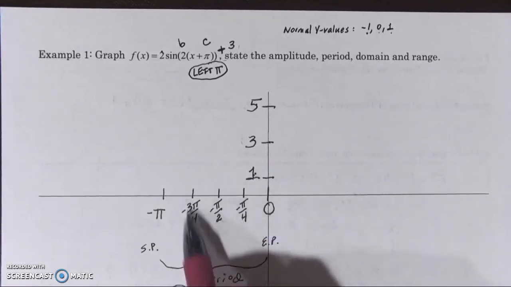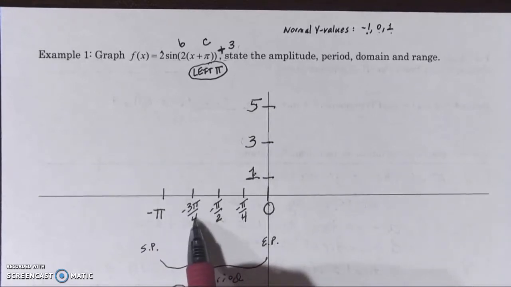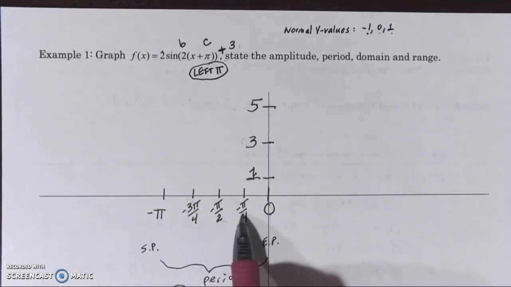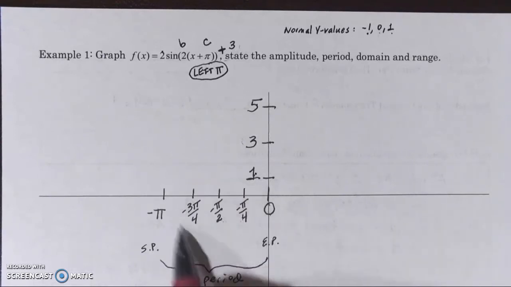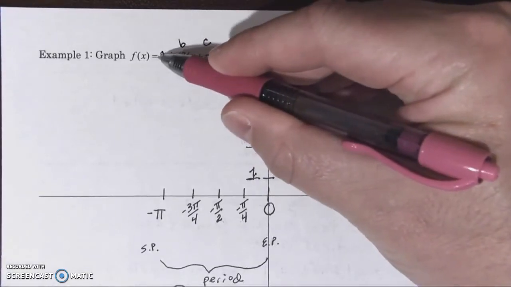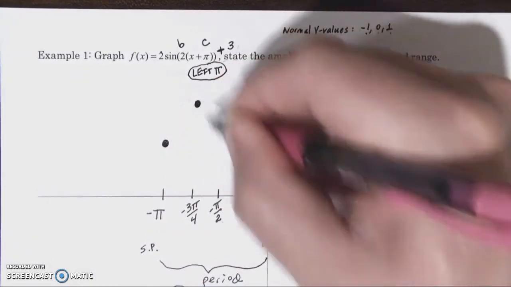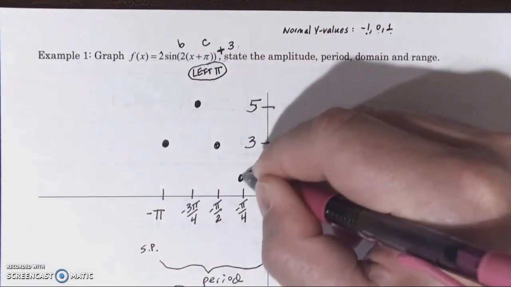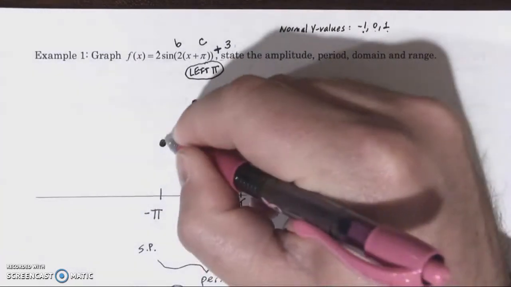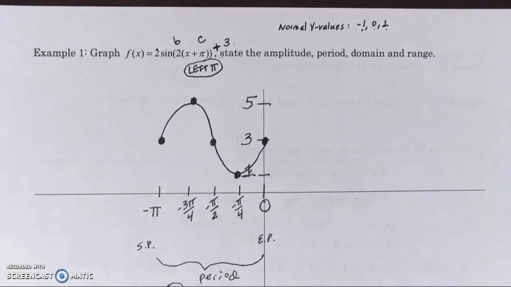We then took the averages of those numbers, negative pi and 0, negative pi and negative pi over 2, negative pi over 2 and 0, to find our 3 middle x values. Last but not least, let's think of the shape of the positive sine graph. There is no negative out front here, so we're just going to go middle, top, middle, bottom, middle. That is one cycle of this sine graph.